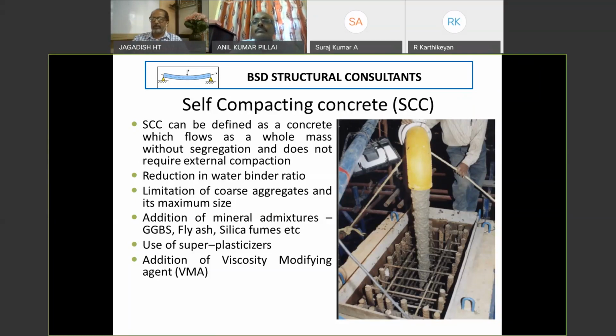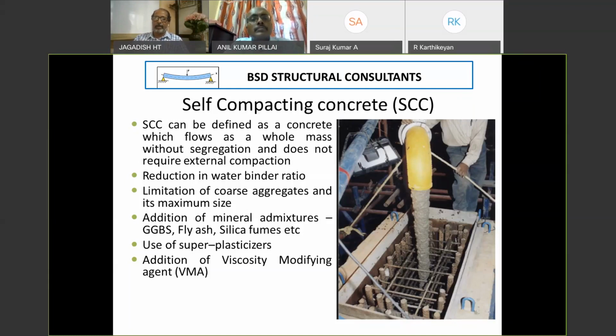It was a 3 meter height column. So from the bottom, the concrete raised up without pouring, without using any vibrator. We were able to fill the entire void, entire formwork up to the top without any segregation. We did a lot of tests and we found it was successful.